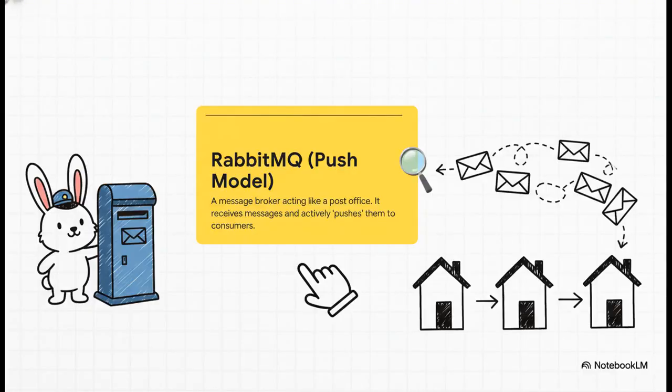So think of RabbitMQ as a super reliable post office. You give it a message, and it takes on the responsibility of figuring out exactly where it needs to go and actively pushing it to the right recipient. The broker does the heavy lifting of delivery.